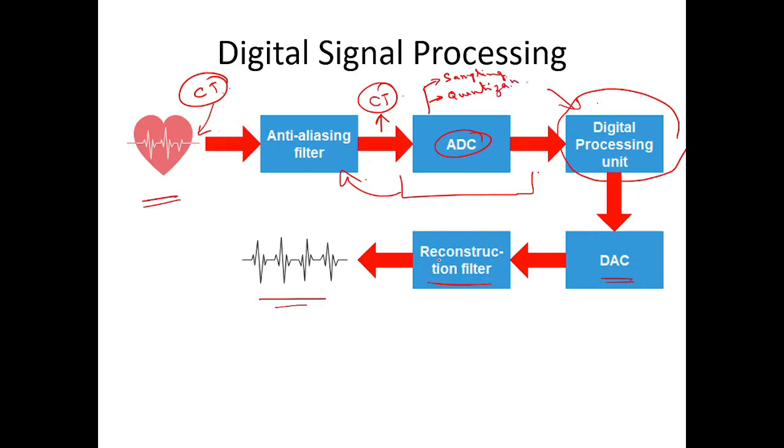In sampling, what happens? This is the signal. At regular intervals we take the amplitude values. It is as simple as that. When you do the sampling, it becomes a discrete time signal. Now it has become a discrete time signal, but it is still an analog signal. It becomes a digital signal once we go for the quantization.